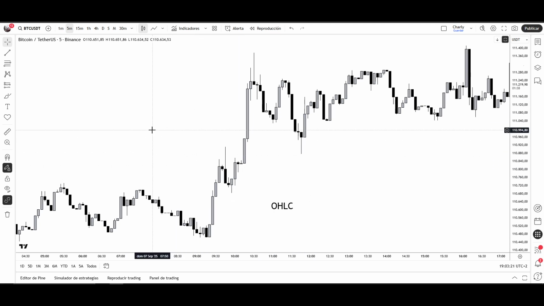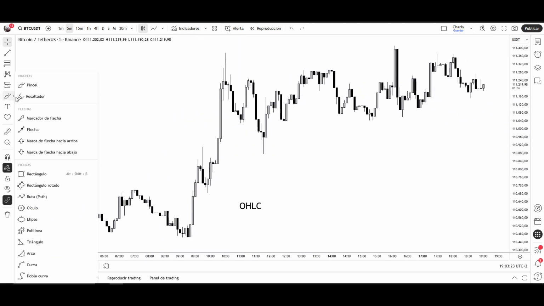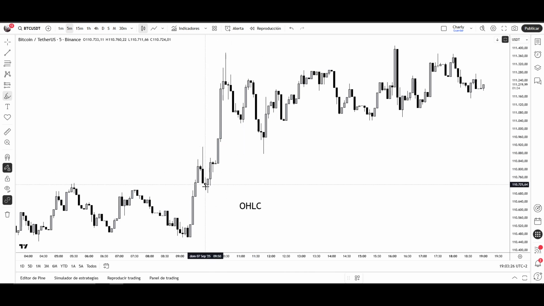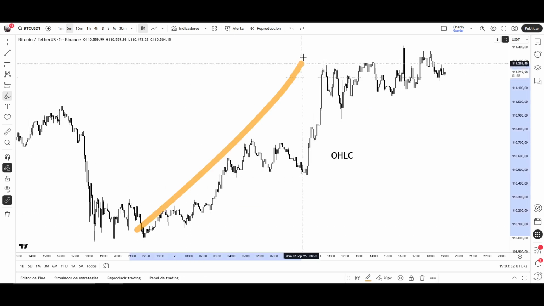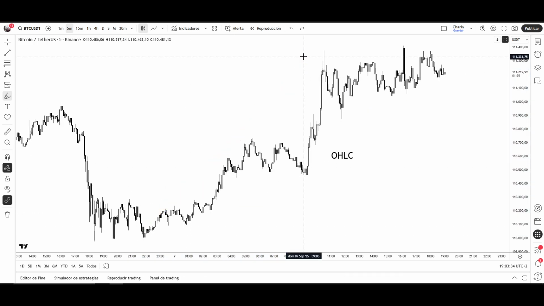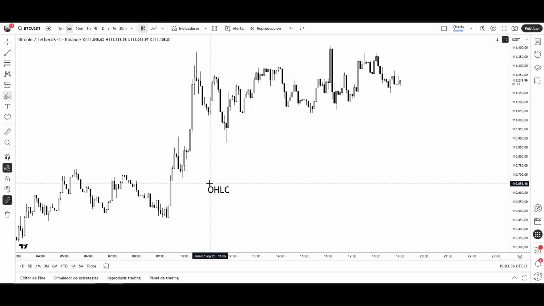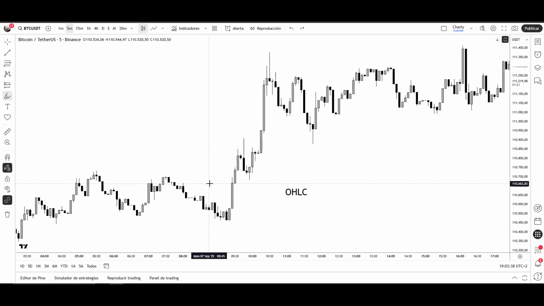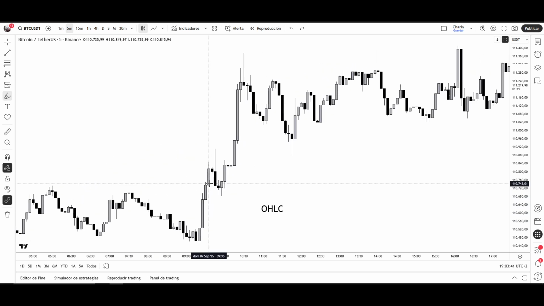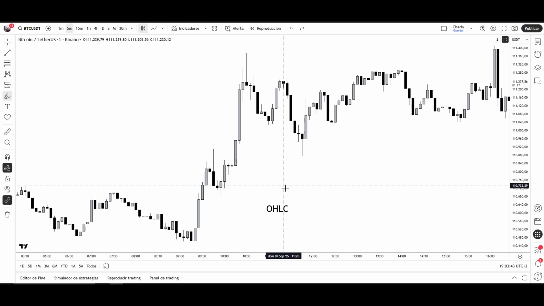Because someone will tell me, no, but I understand that the structure is this. Someone will tell me, no, but I understand the structure is this. No, but I see the structure as all of this, as a one impulse. Well, with the OHLC, there is no room for mistakes. There is no room for subjectivity. We understand a basic rule.